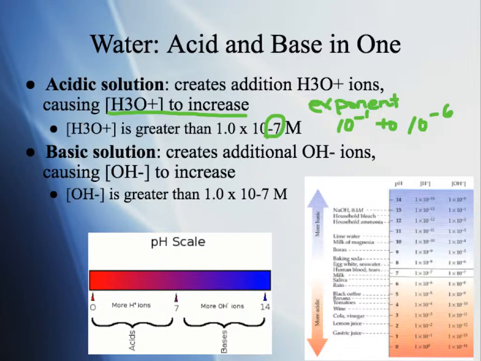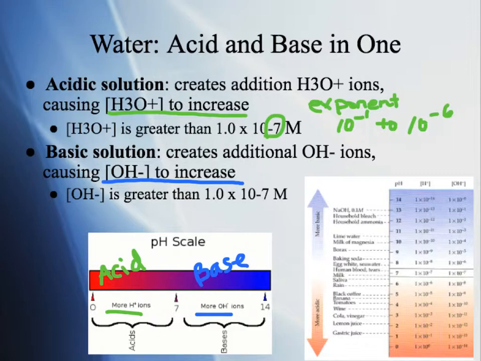So basic solutions are the opposite. They're going to create more or additional hydroxide ions. What this is going to cause is an increase in hydroxide ion concentration, and so the hydroxide ion concentration in basic solutions will be greater than 1 times 10 to the negative 7. We can take a look at this simple picture here. If it is an acid, this side is acid, it's going to have more H plus ions. If it is a base, like this side, it's going to have more OH negative ions than regular water.